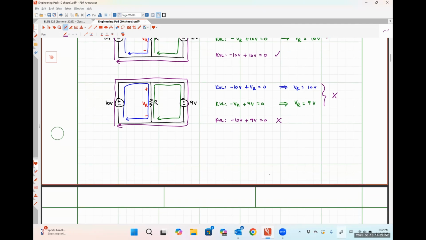So, I'm going to go ahead and move on to how we are going to combine current sources. And we're going to do current sources in the opposite order. So we're going to address current sources in parallel first, and then we're going to wrap up with current sources in series.